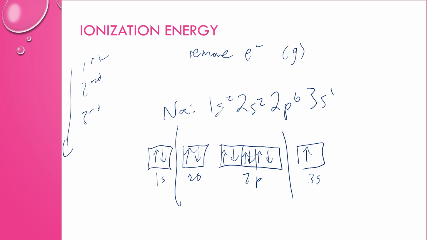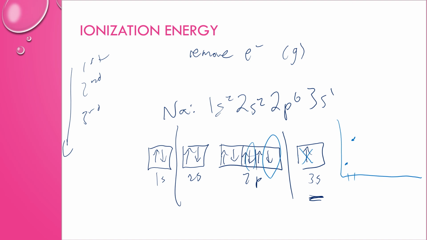When gaseous sodium loses its first electron, it's going to lose that 3s electron. I want you to imagine this electron going away, and that takes a certain amount of energy. So let's see if I can plot that. The first electron is going to have the lowest ionization energy of the set. Then the second ionization energy has to remove an electron from the second energy level, which is much closer to the nucleus than the third energy level. So you're going to see a big jump to the second energy level.